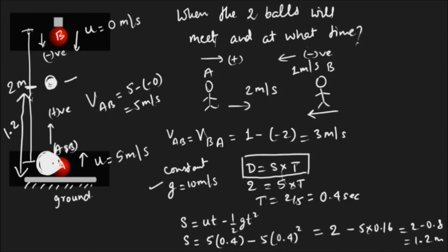So this concept is very, very easy. In this particular case, the ball B has an initial velocity of 0. If this would have been, for example, 5, then the relative velocity of both the balls would have been 5 minus of minus 5, that is 10.